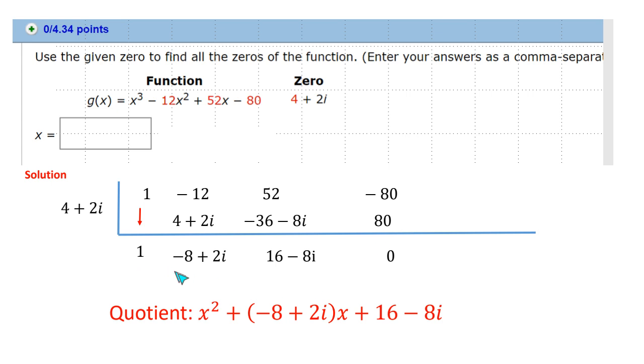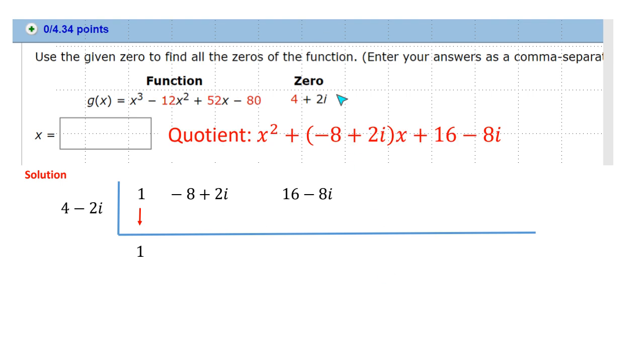Well, if I get the quotient, I get x squared minus 8 plus 2i x, and then plus 16 minus 8i. So what I can do is, since 4 plus 2i is a 0, I also know that 4 minus 2i is a 0. So I'm going to use synthetic division again. So I have 1, negative 8 plus 2i, and 16 minus 8i. So I drop the 1. 4 times 1 is 4. Negative 2i times 1 is negative 2i.